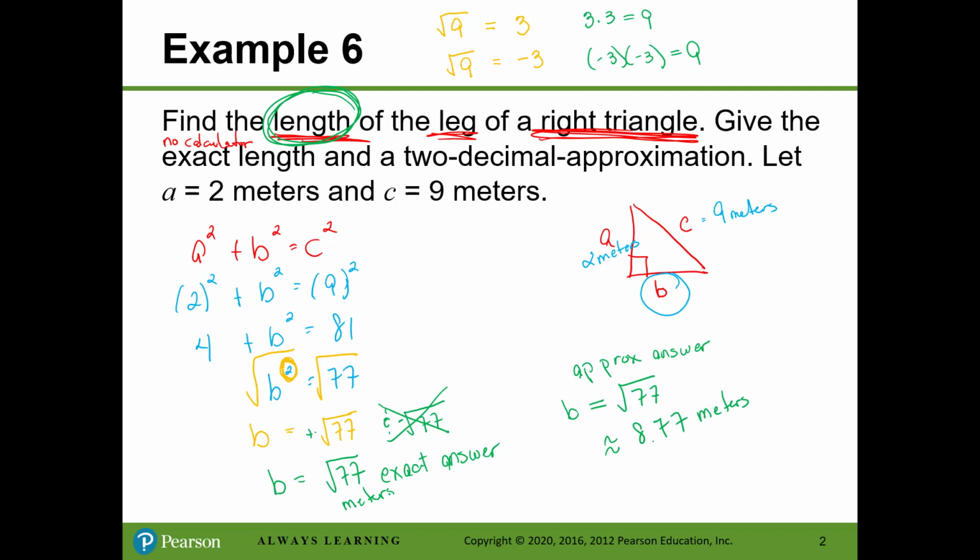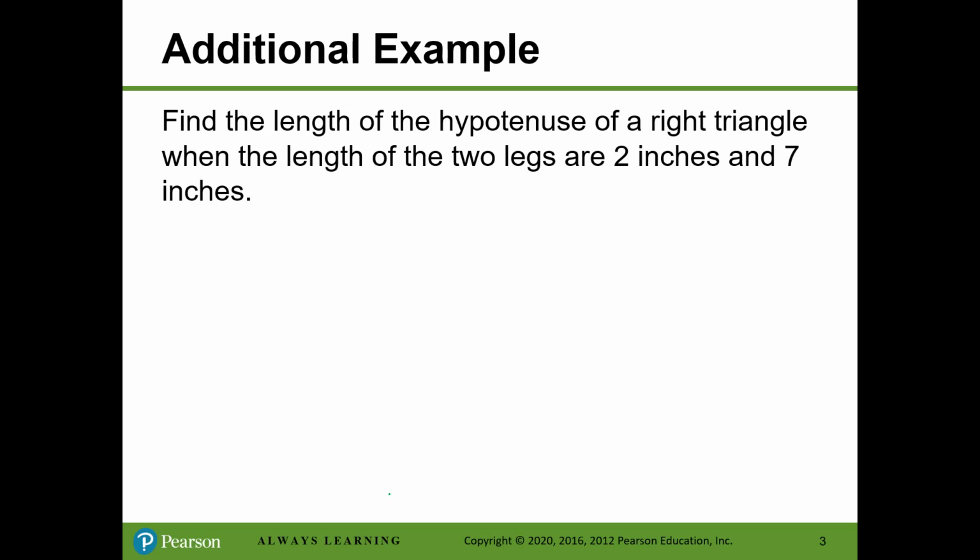Good? Does that make sense? Okay, let's look at another one. They ask us to find the length of the hypotenuse of a right triangle when the length of the 2 legs are 2 inches and 7 inches.